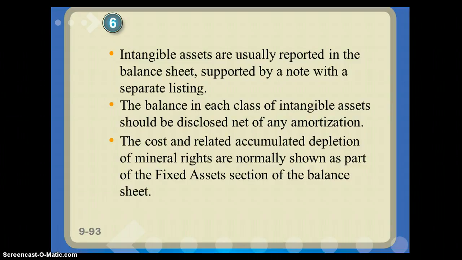The cost and related accumulated depreciation of mineral rights are normally shown as part of the fixed asset section of the balance sheet. This information is good to know. It's something to be familiar with, but don't worry too much about memorizing it as long as you have a general concept that intangible assets are set as their separate section on your balance sheet.